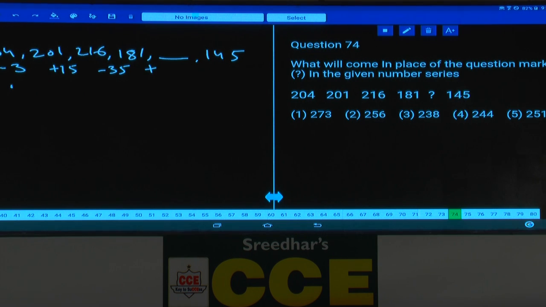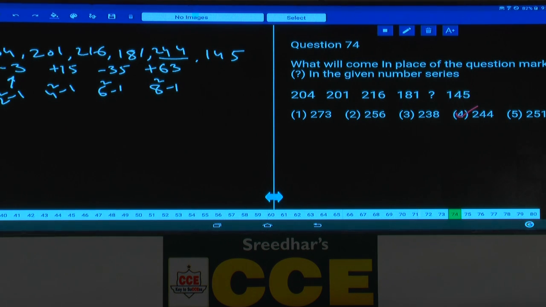Now this 3 can be written as 2 square minus 1. 15 can be written as 4 square minus 1. 35 can be written as 6 square minus 1. Next one, 8 square minus 1. 8 square minus 1 is how much? 63. Hence 63 must be added. What is 63 here? 181 plus 63 is 244, and 244 is given in choice 4.